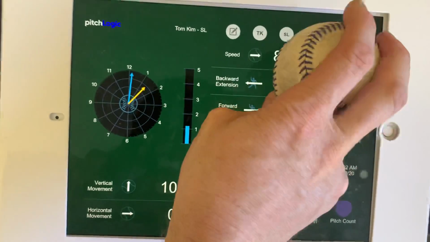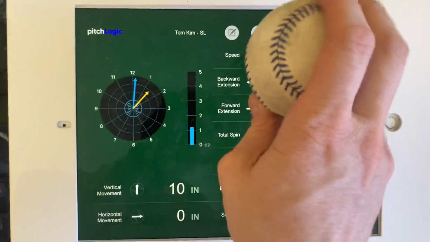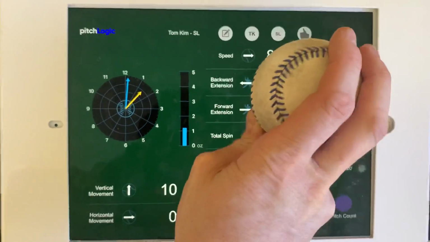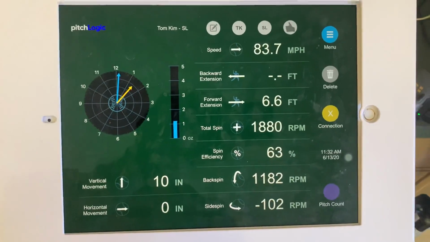So therefore, if you had a spin axis in sync with your release position, there's less chance you get around. You stay more true through the pitch, which improves your spin efficiency.